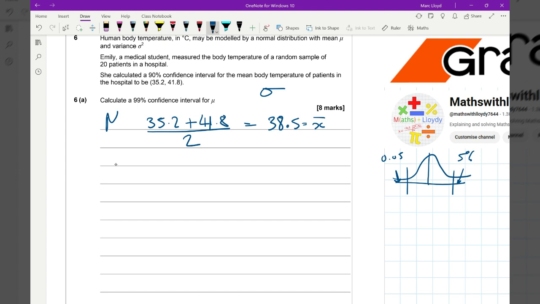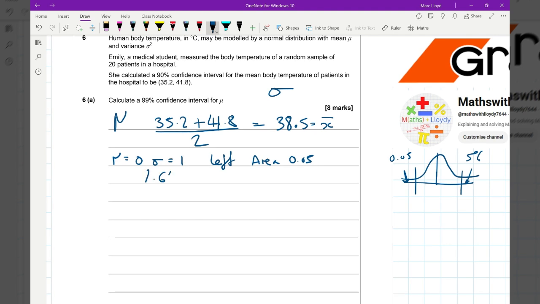So we're going to have to use the inverse standardized normal, where this is equal to 0, this one's equal to 1, and we want to go on the left-hand side, and our probability or our area is going to be 0.05. So through plugging that through the calculator, we should be getting a value of 1.645, meaning that we can then work our formula out.